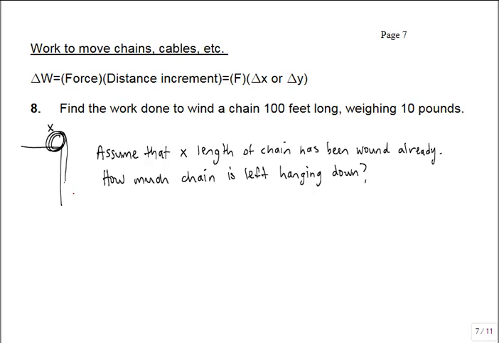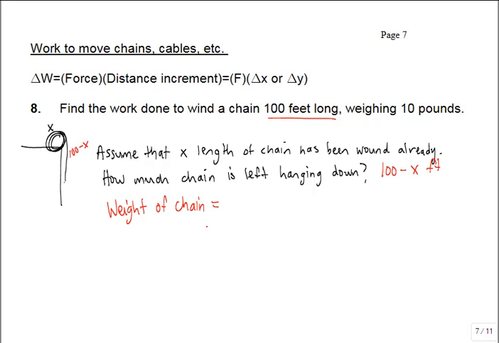So what we're going to do is we're first going to assume that X length of chain has already been wound around this pulley. So if X amount of chain is already wound up, how much is left hanging down? Well, there was a total of 100 feet of chain. So if X is already wound up, that means I have 100 minus X still hanging down. So there's 100 minus X feet of chain still hanging down, and that's the weight of that chain that we want to kind of associate with our force.